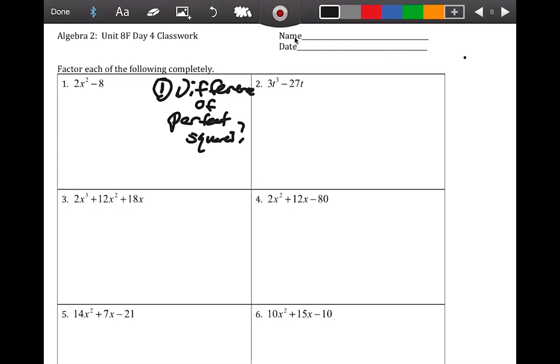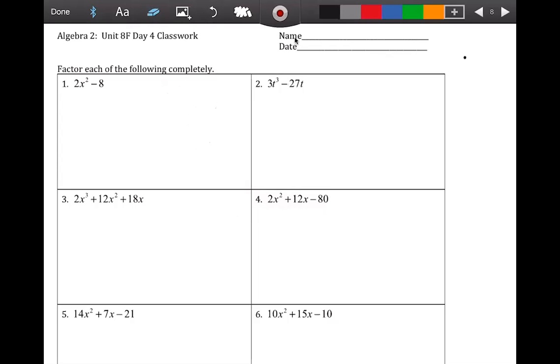Is the square root of 2 a whole number? No. I hear a no, okay. Yeah, 2 is not a perfect square, and also 8 is not a perfect square, because if I take the square root of 8 and put that in my calculator, it doesn't give me a nice whole number. It gives me a funky decimal. So this is not a difference of two perfect squares.